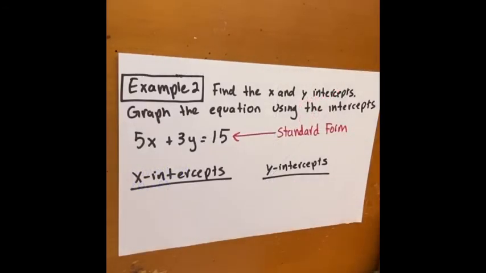Alright, for example 2, we want to find the x and y-intercepts, and we want to graph the equation using the intercepts. I have my equation in standard form of 5x plus 3y equals 15. Now go ahead and pause the video and try to do this problem on your own, and then once you're done, unpause it and we'll work on it.